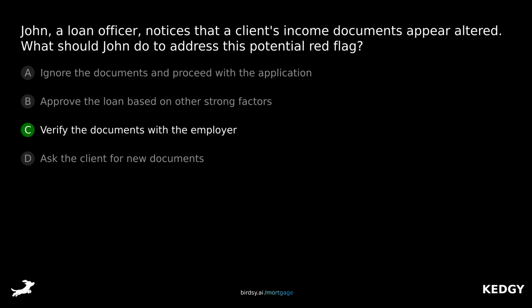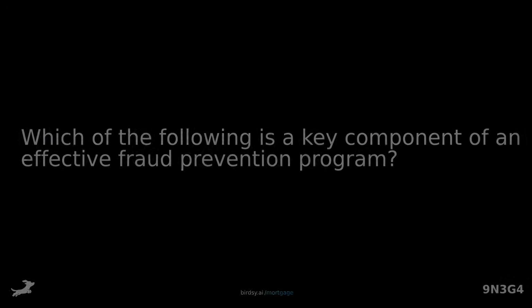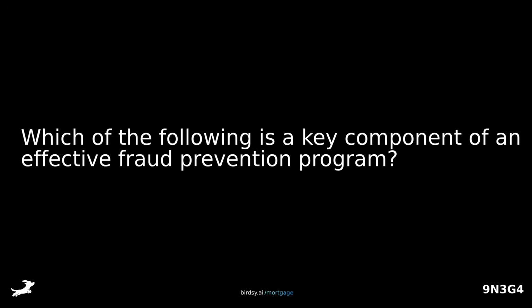The answer is C, verify the documents with the employer. John should verify the authenticity of the documents with the employer to ensure the income information is accurate and not falsified. Which of the following is a key component of an effective fraud prevention program?